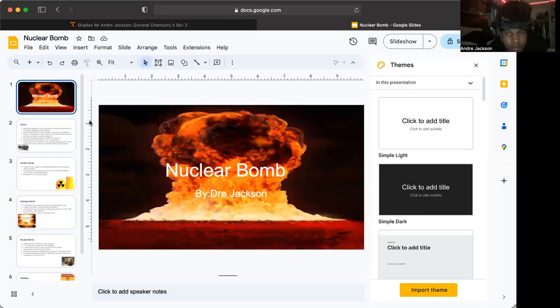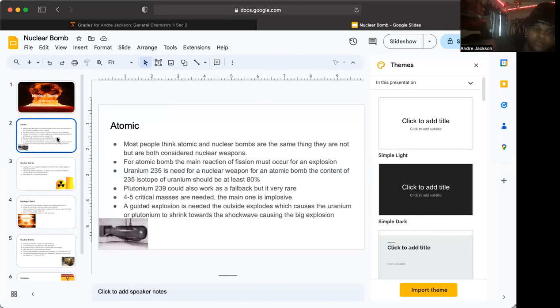For this week, we watched the video on the nuclear bomb presentation on Canvas. So this is my explanation of the nuclear bomb. Just to start off, we have atomic bombs. Most people think that atomic and nuclear bombs are the same thing. They are not, but both are considered nuclear weapons.